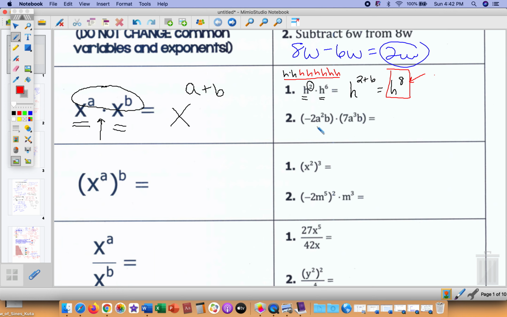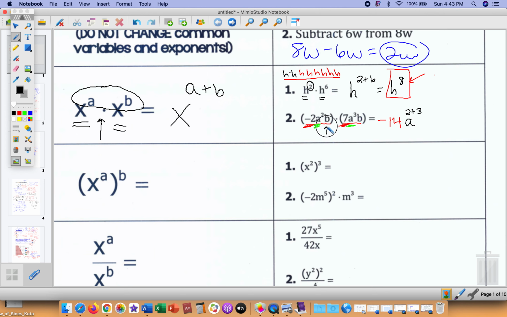For this next one, there's no plus or minus in between terms. So some people are tempted to start to distribute, so to speak, that negative 2 to the 7 and say cube. No. In this parentheses, that's one term, one term. So we're going to multiply the numbers negative 2 and 7, and we get negative 14. Using our product rule, we see our a's, a squared times a cubed. I can write that base a one time, and I add the powers. So 2 plus 3.